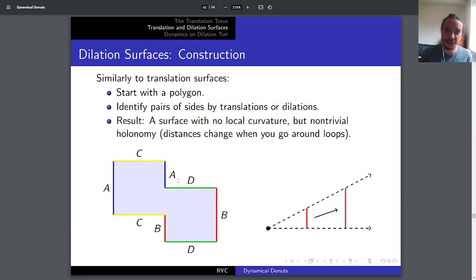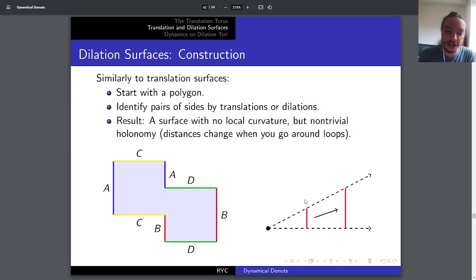All right, so let's move on now to dilation surfaces. We totally understand what happens with translation surfaces, or at least Kerckhoff, Masur, and Smillie understand. So now the question is, can we generalize the idea even further? What we're going to do this time is change how we identify the sides. It's similar to translation surfaces, where we start with a polygon and identify pairs of sides. We're still going to allow translations, but now we're also going to allow dilations.